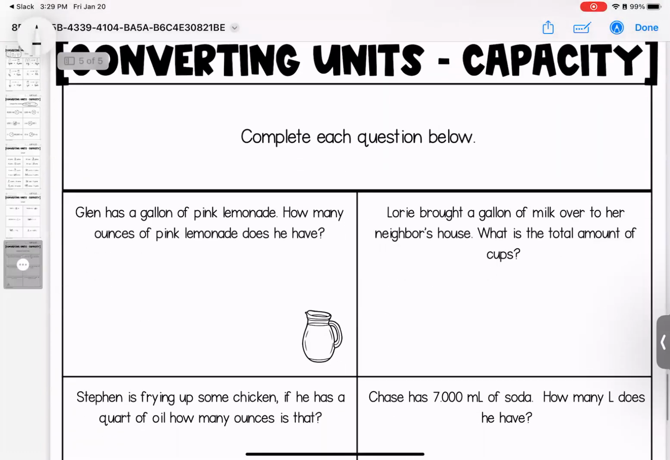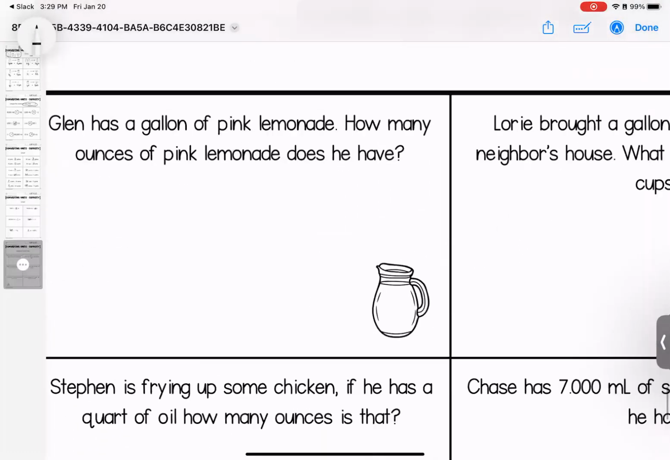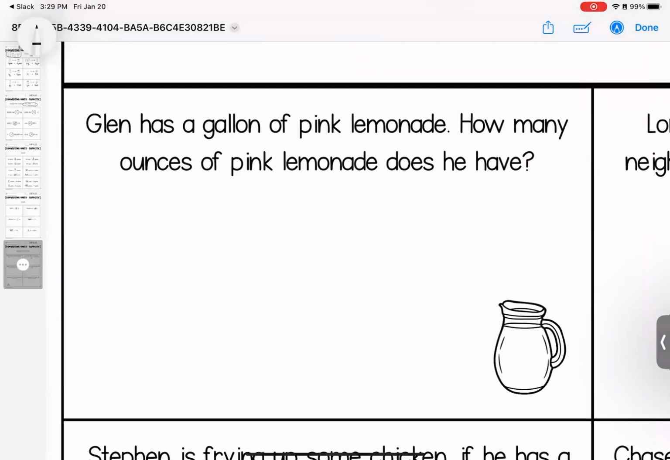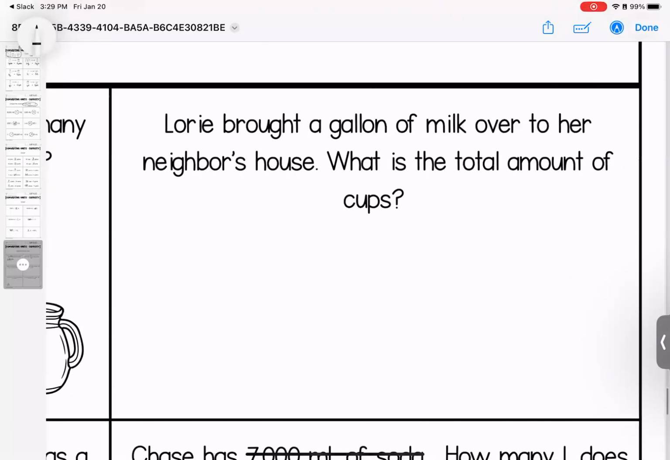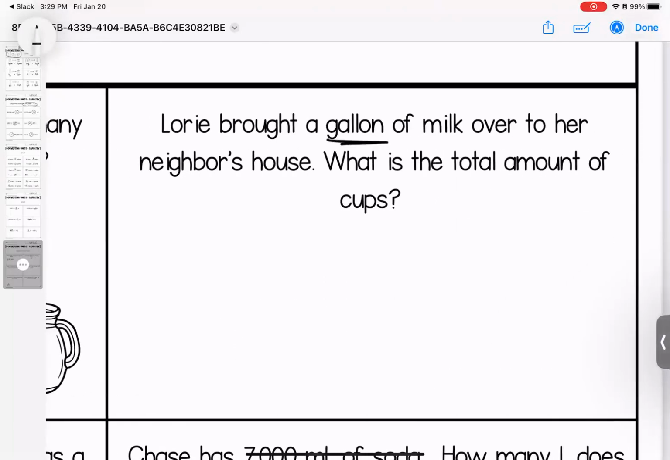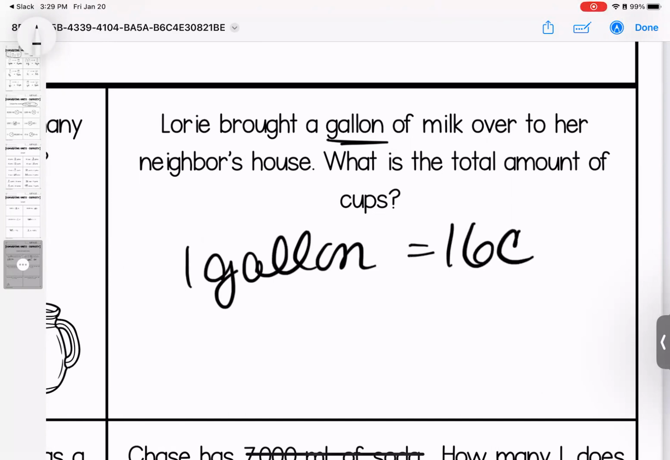Last page is looking at our word problems. It says that Glenn has a gallon of pink lemonade. How many ounces of pink lemonade does he have? 1 gallon is the same as 128 ounces. Lori brought a gallon of milk over to her neighbor's house. What is the total of cups? 1 gallon is equal to 16 cups.